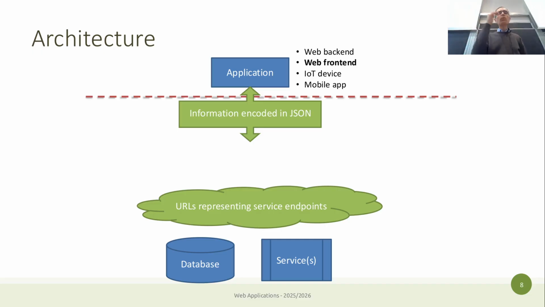And then, after we have a way to transfer information, we need to define URLs representing service endpoints. Do you want to add an item to a list? We need a URL and an HTTP method to do that. You want to retrieve the list of items? Again, we need an HTTP method and a URL, and so on. Okay? This depends on your application.